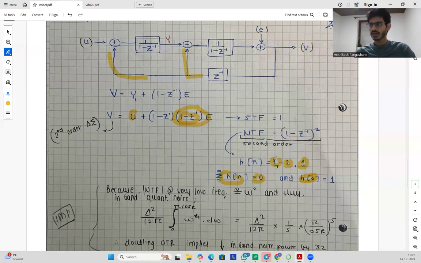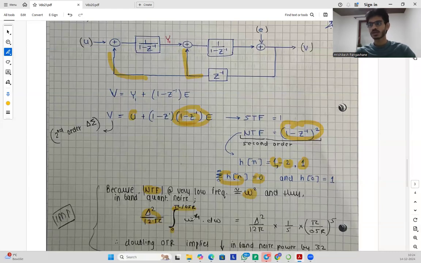And regardless of whatever loop filter we are using, h of 0 should be 1. And as we saw earlier, the NTF, when evaluated at very low frequencies, earlier came out to be omega, but in this case, at very low frequencies, if we evaluate NTF, it comes out to be omega square. And thus, the in-band quantization noise is basically delta square by 12 pi, integration from 0 to pi by OSR, and we square the magnitude of NTF.